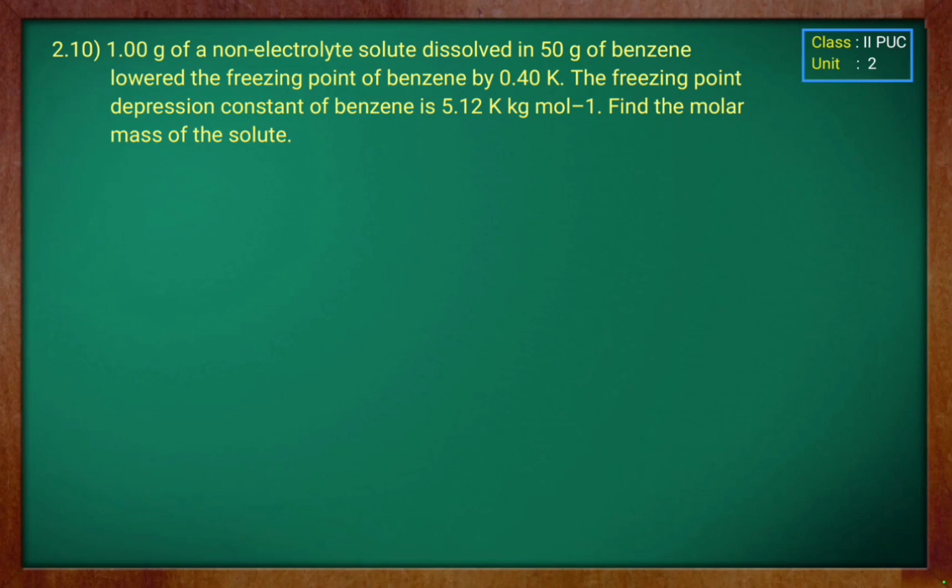They are telling that 1 gram of non-electrolyte solute, its mass W2, that is 1 gram, is dissolved in 50 gram of benzene. Weight of solvent is given, W1, that is 50 gram. It lowered the freezing point of benzene by 0.40 K. Depression in the freezing point is 0.40 Kelvin. The freezing point depression constant of benzene, they have given the value of Kf, 5.12 Kelvin kg per mole, and we are asked to find the molar mass of the solute.